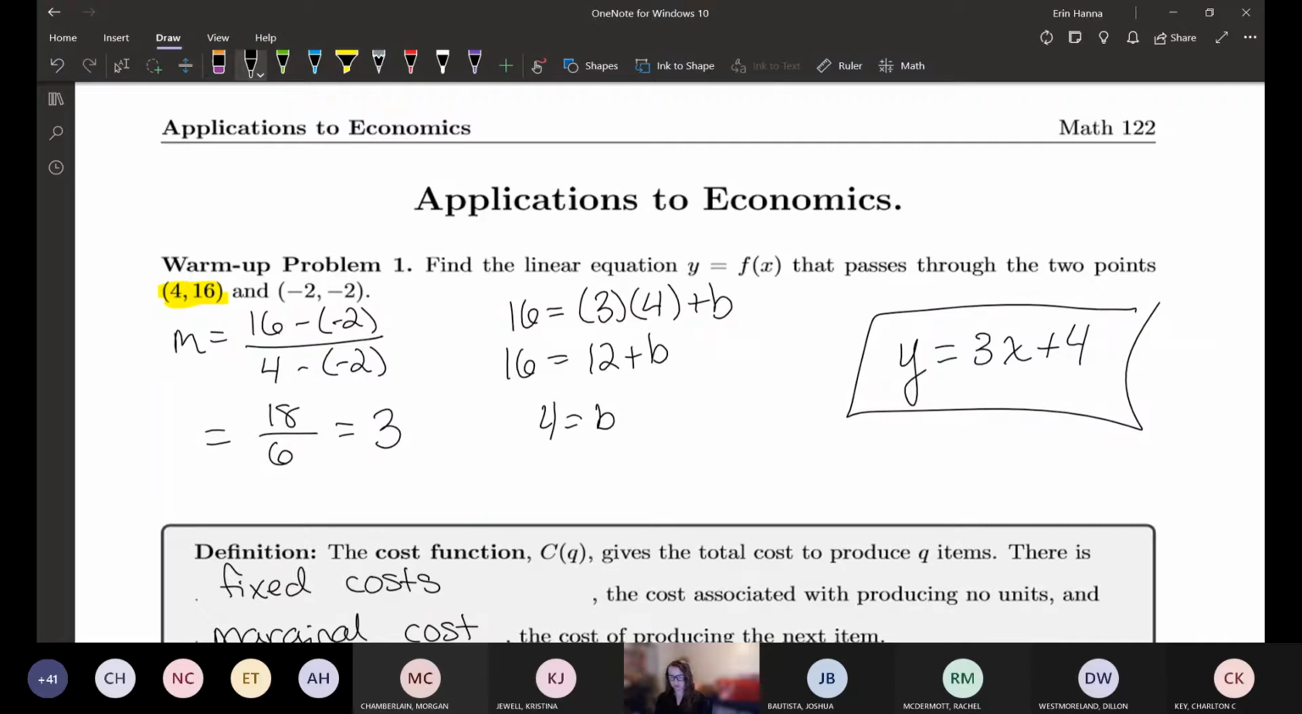Questions, concerns on the warm-up? Oh, once my laptop gets not angry, we will continue on then.